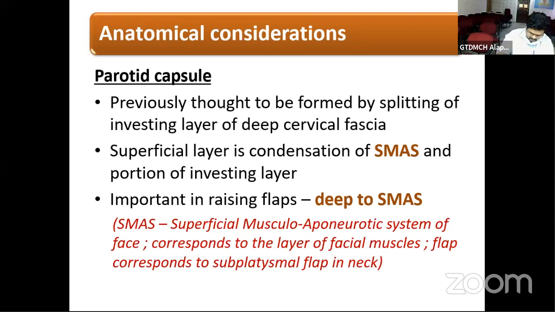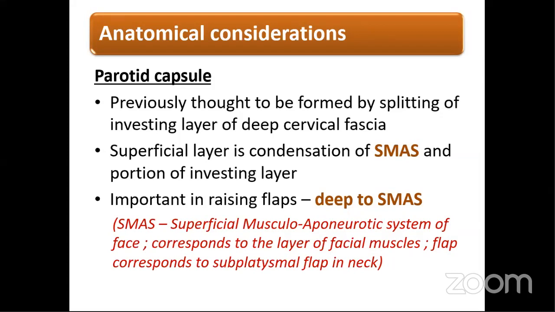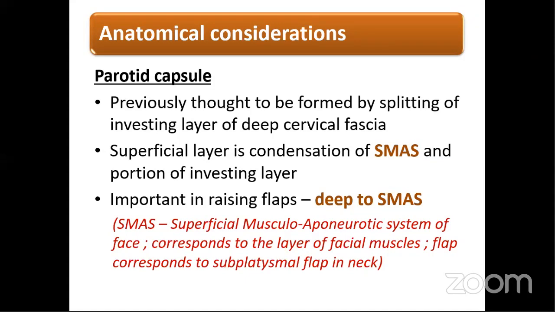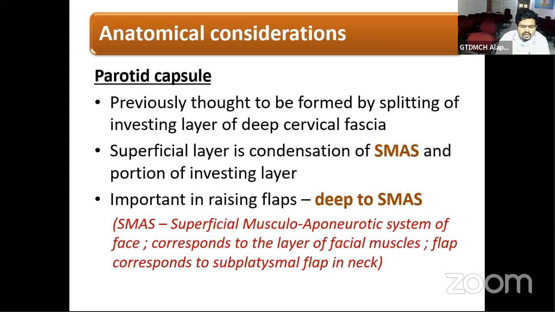We all studied that the parotid fascia is developed from the investing layer of deep cervical fascia. But there is a newer concept that, like the platysma muscle, parotid fascia is formed by the fascio-aponeurotic layer of the face, that is SMAS, the superficial musculo-aponeurotic system of the face. That is the anterior, or superficial, layer. The posterior layer is deep cervical fascia. So there is a new idea about the capsule of the parotid. Most books describe it as a splitting of deep cervical fascia.